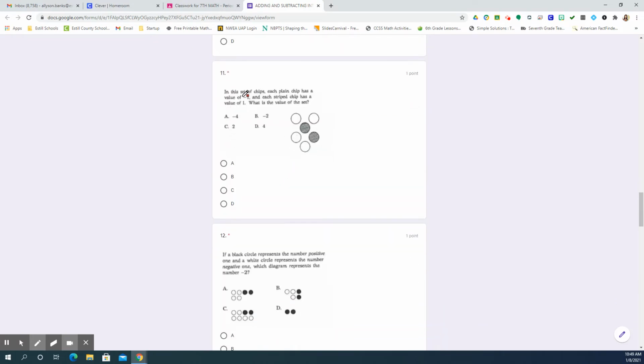Okay, number 11. In this set of chips, each plain chip has a value of -1, and each striped chip has a value of +1. What is the value of the set? So if each plain is negative, I'm just going to write a negative.